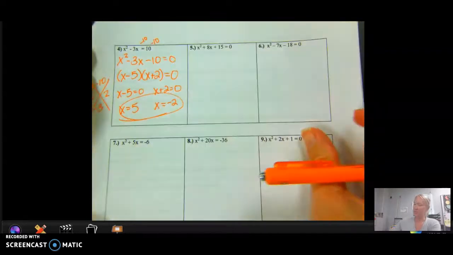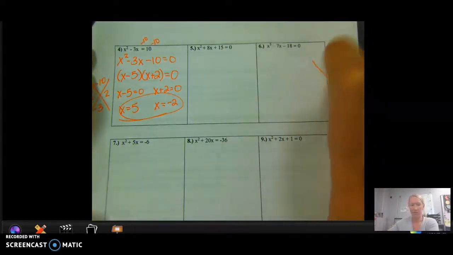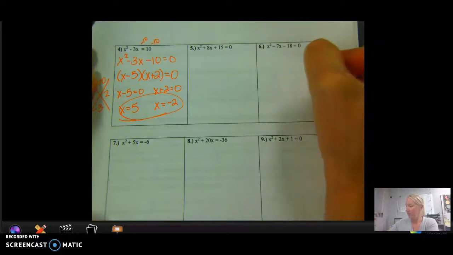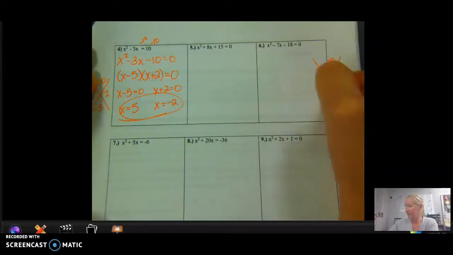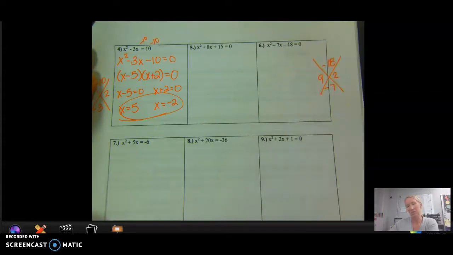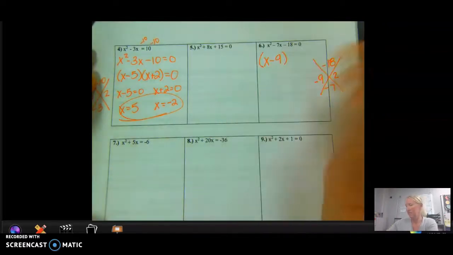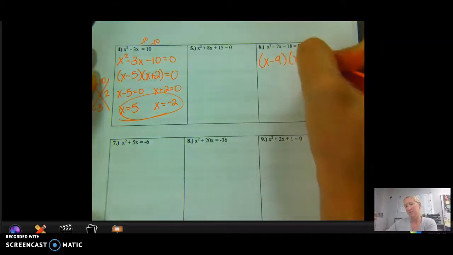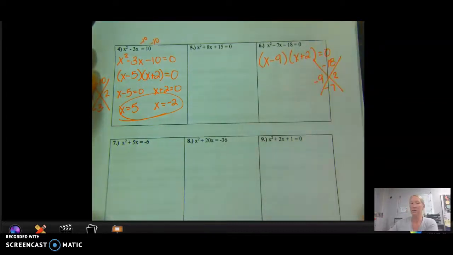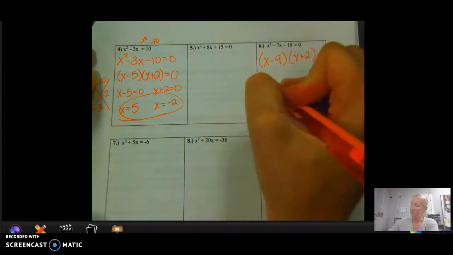I'm going to do number 6. Crisscross it again. Negative 18 when I multiply, negative 7 when I add. So that's 9 and 2. And I want a negative 7, so that's a negative 9. So now I can factor this, x minus 9, x plus 2. That still equals 0. So set both those equal to 0.